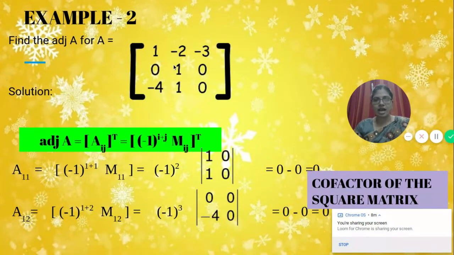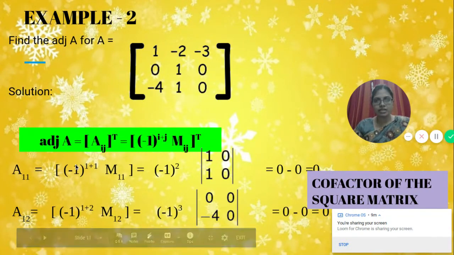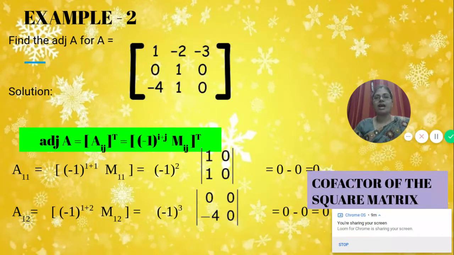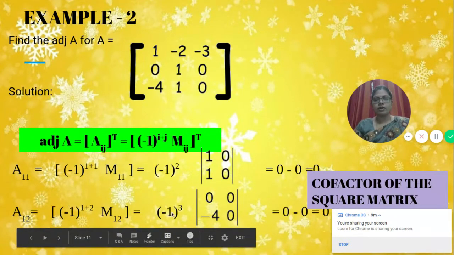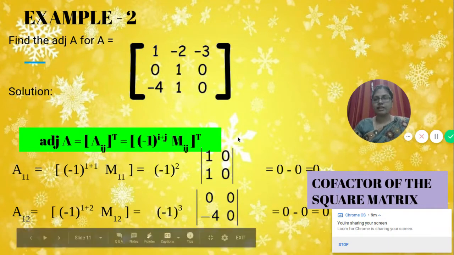This is an example which I have taken to explain method 1: 1, minus 2, minus 3; 0, 1, 0; minus 4, 1, 0. So this is the formula for adjoint of A. I repeat it once again. Adjoint of A is equal to [Aij] the whole transpose, that is equal to [(minus 1) to the power (i plus j) Mij] the whole transpose.